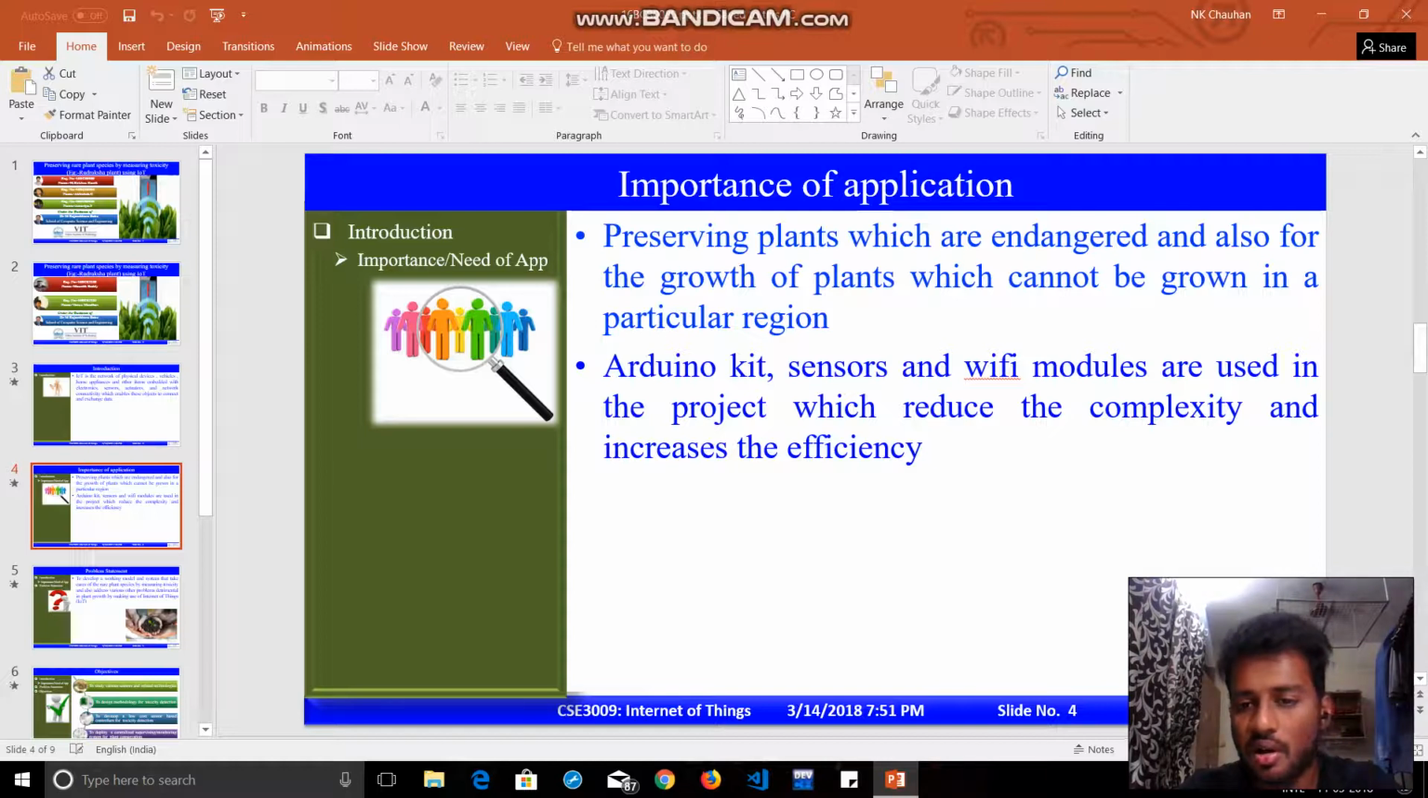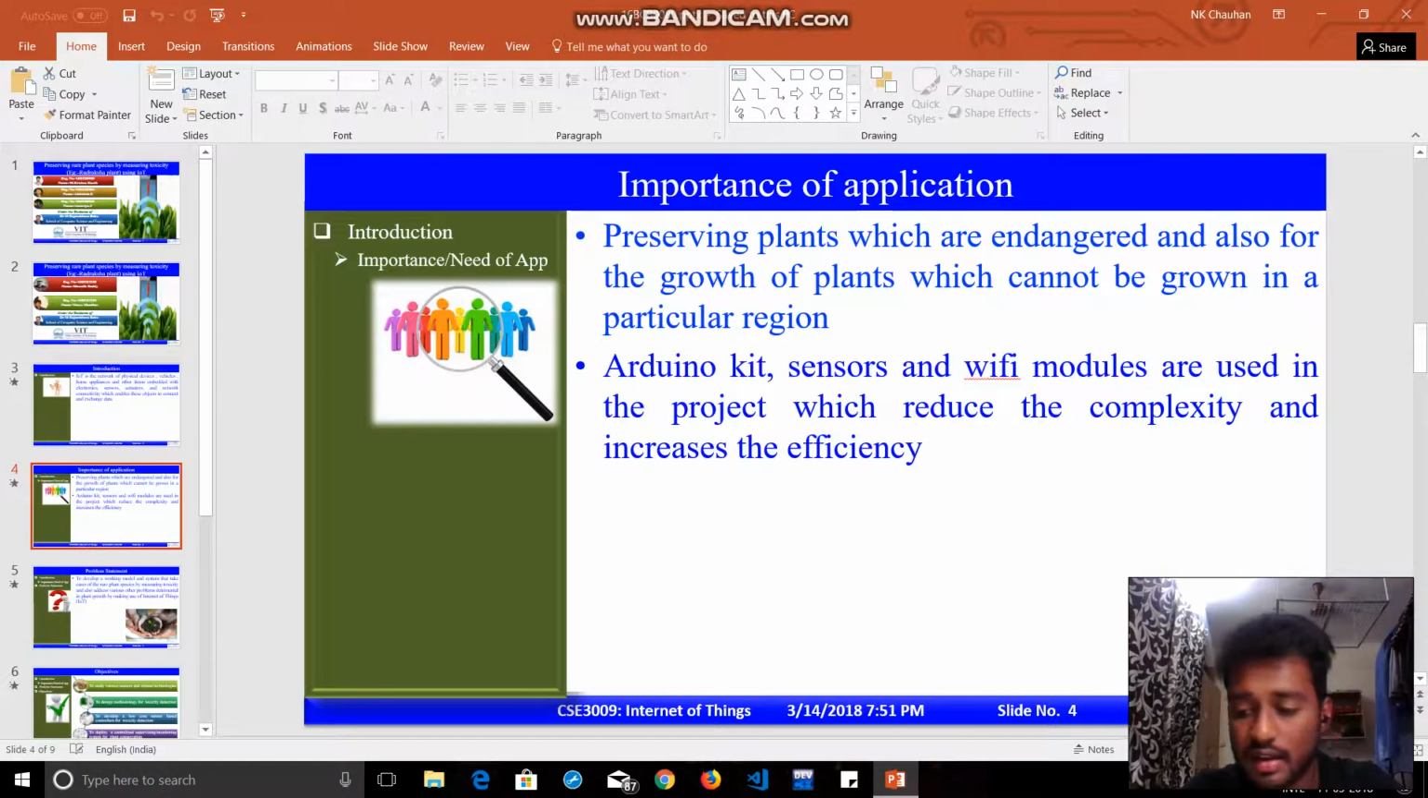Maybe there are ways across the world to preserve endangered plant species already, but the complexity and the efficiency with which these systems work are not up to the mark. So our application is going to focus more on reducing the complexity and increasing the efficiency, and also making it more cost efficient so that everybody can use it and preserve these endangered plant species.